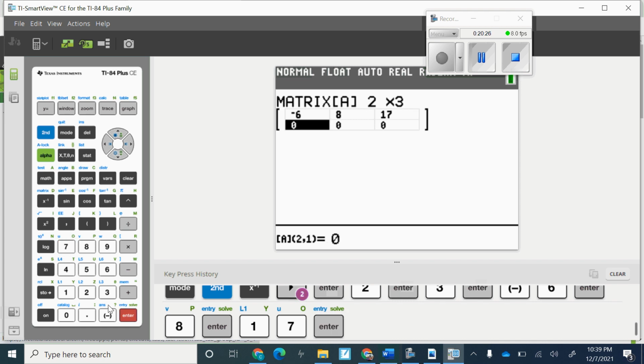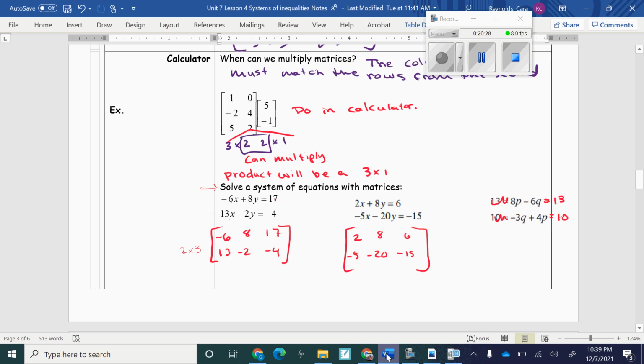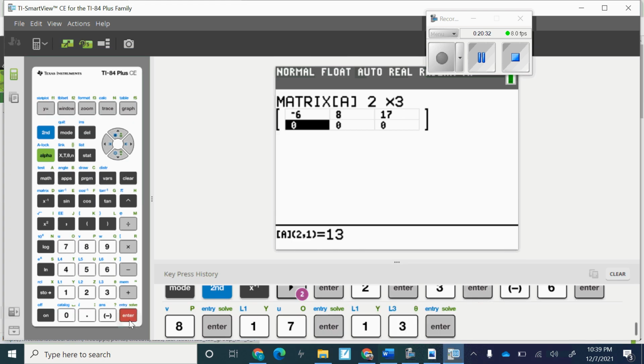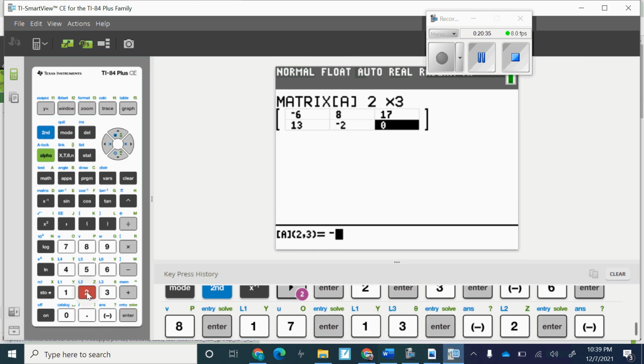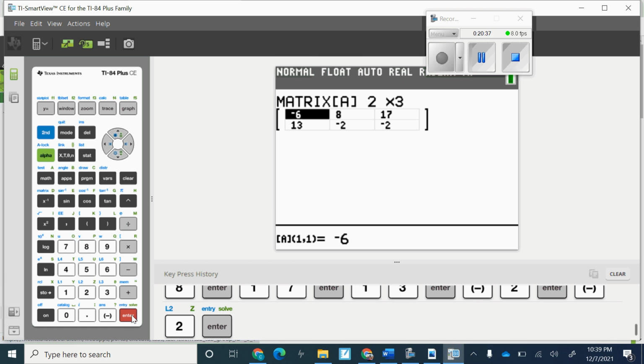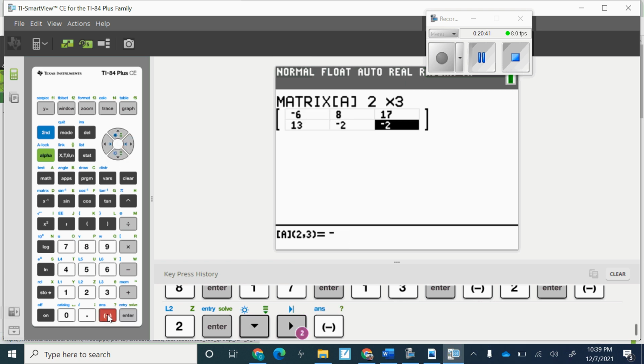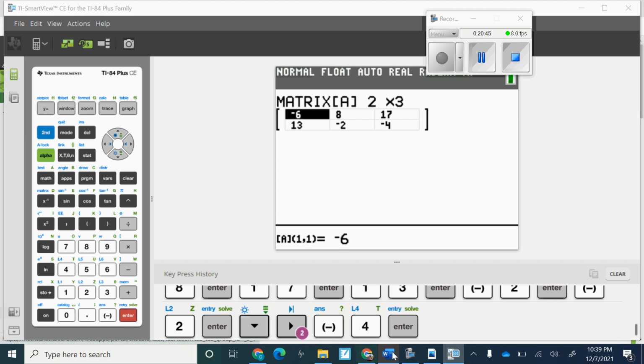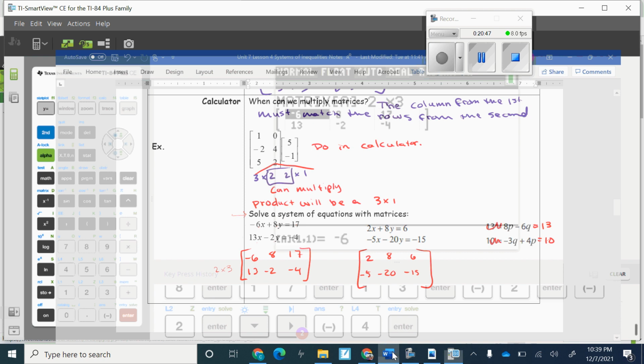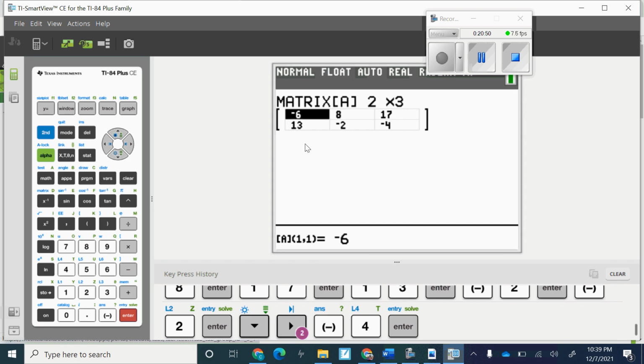and it goes down to the bottom row, and you can just hit enter every time. You can use the arrow buttons if you want. 13, negative 2, and negative 4. Oops. If you mess up, just type over it. Negative 4, I believe. Let me double check my bottom row here. Negative 2, negative 4. Okay. And so this is input.